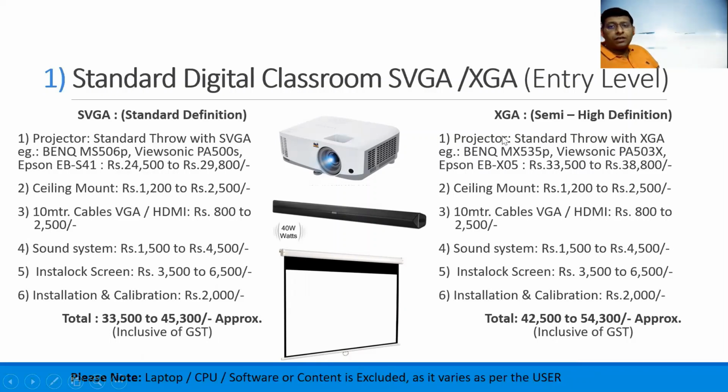And the XGA is also there. The XGA is nothing but a semi high definition projector. The native resolution increases, there is zero pixelation, and the quality of your projection also increases. In this, all the rest of the products will be the same, but only the projector will be replaced with the XGA models. Here I have taken the BenQ MX 535P. The XGA total range package goes to 42,500 to 54,300 approx. This also includes GST.